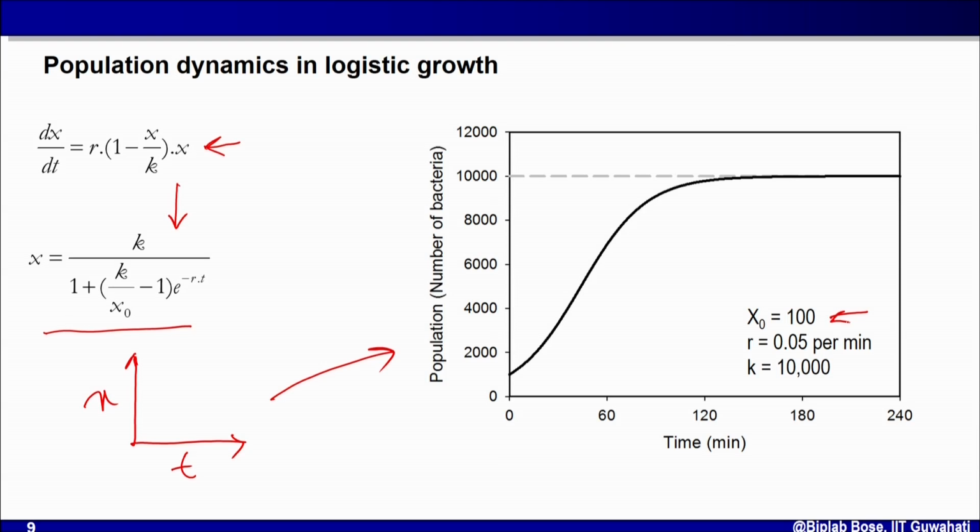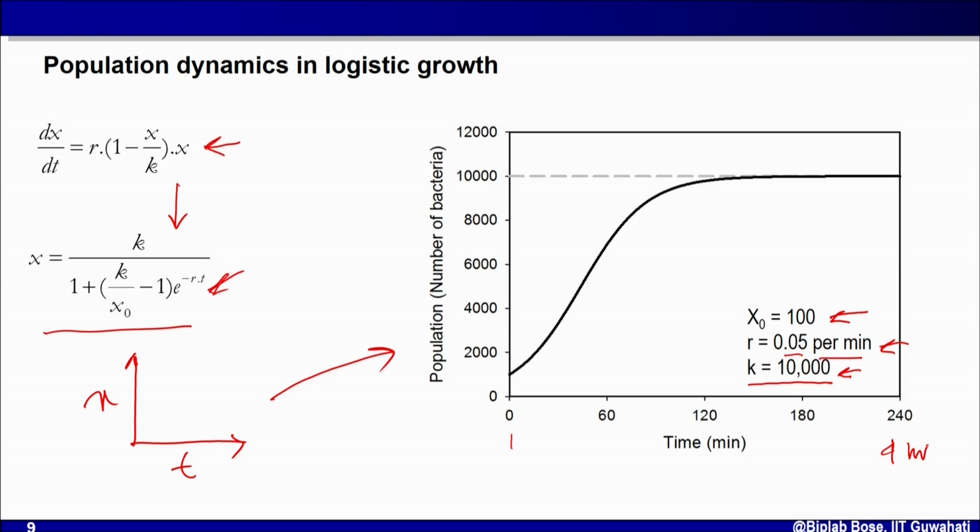Just like in the earlier example, we started with 100 bacteria. The rate constant for growth R is 0.05 per minute. Remember, this is the rate constant, not the rate. K is the carrying capacity, that means 10,000 I have taken. That means my plate or my fermenter can accommodate only 10,000 bacteria. Now if I put these values in this function, I get a curve like this for different values of t. See here, I have plotted from 0 to 4 hours.